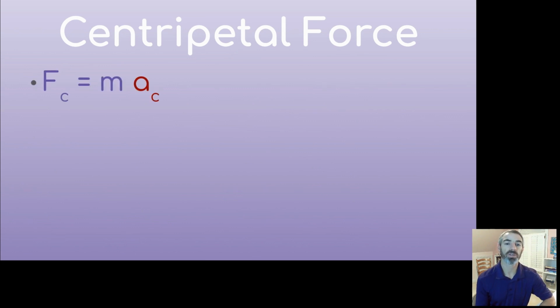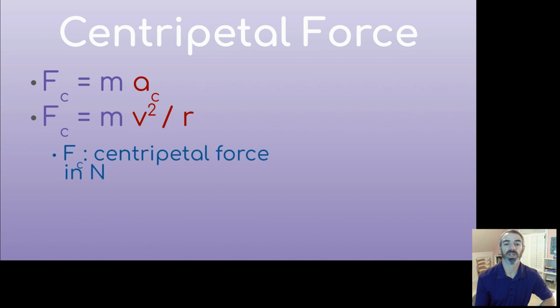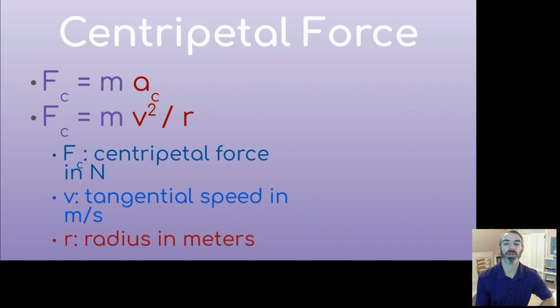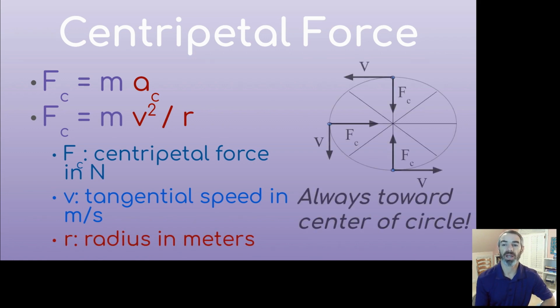So centripetal force is F_c, and we know that centripetal acceleration is v squared over r, so we can substitute in, knowing that centripetal force is in newtons, speed in meters per second, r is the radius in meters, and mass is m, of course, in kilograms. And looking at this same diagram, but changing that to centripetal force, the centripetal force actually points towards the center as well, and is also perpendicular to the speed at any given point.